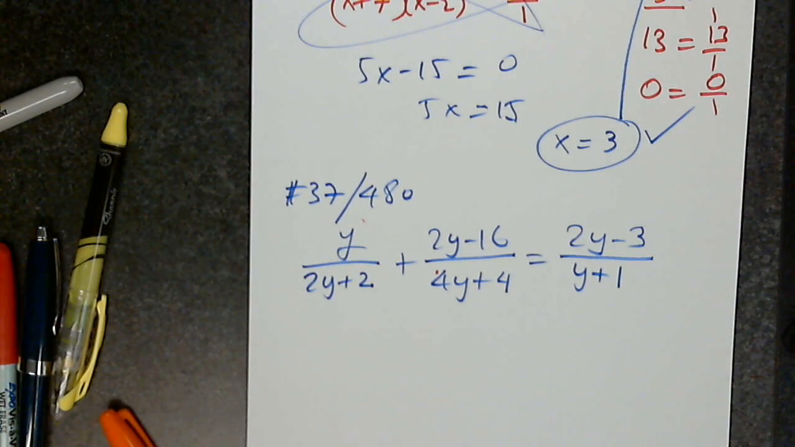So you have 4 from here, right? That's 2 times y, not 4, 1, right? Right.